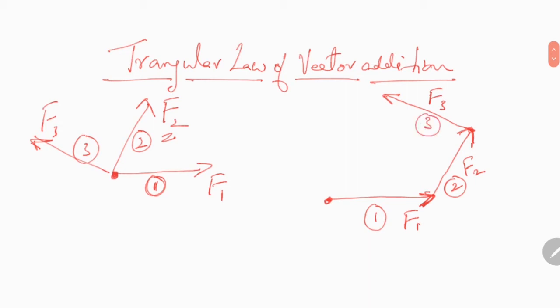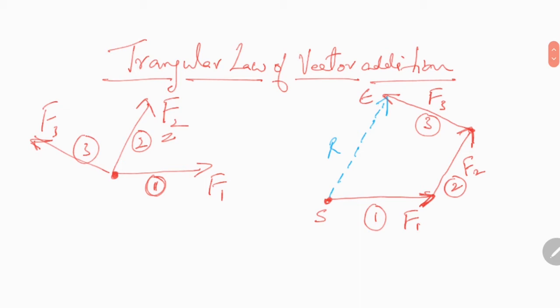Now once this is done, what you find is that this is where you started and this is where you ended, right? Now, what is the resultant? The resultant is nothing but this. This is the resultant. This is how simple the triangular law of vector addition is.